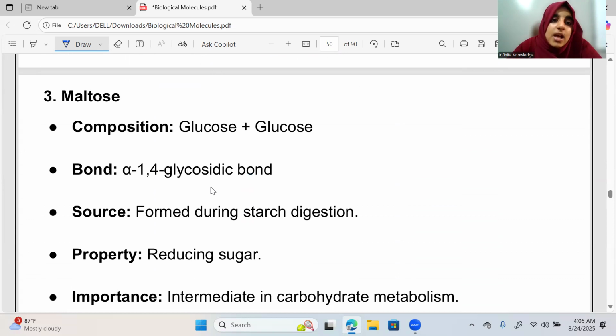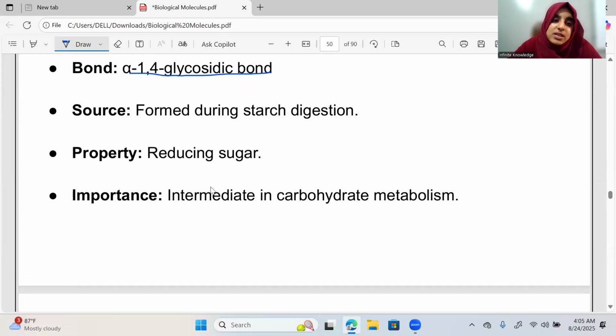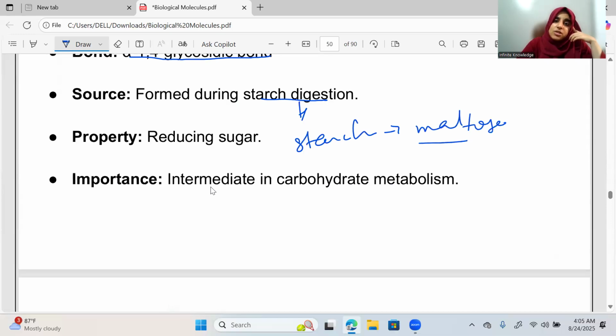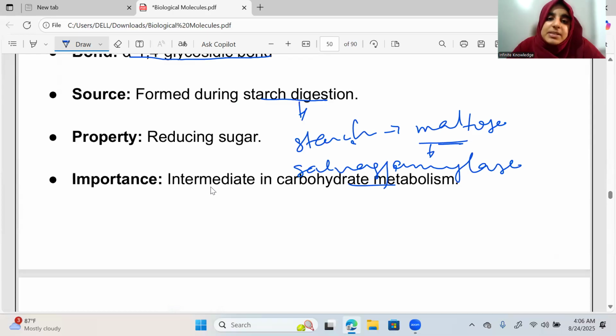Now we move on to maltose. Maltose is glucose plus glucose, and it has got alpha 1, comma 4 glycosidic bonds, which is formed during starch digestion. What happens when starch digestion takes place in our mouth when we eat, for example, I ate bread for breakfast, right? Now what happens to the bread? This starch will break down into maltose. How will it break down into maltose? Basically, there is an enzyme known as amylase, and since it is in my saliva, it is known as salivary amylase. Then this starch is converted into maltose. And this is an intermediate in carbohydrate metabolism.